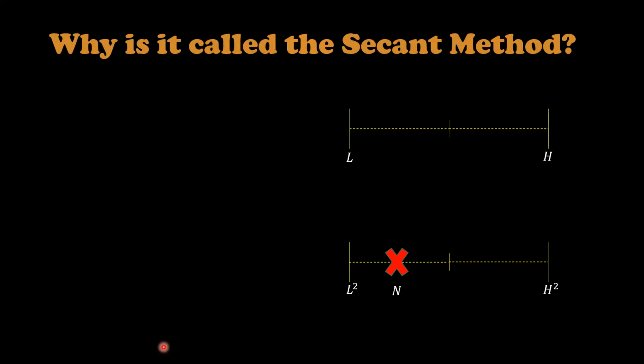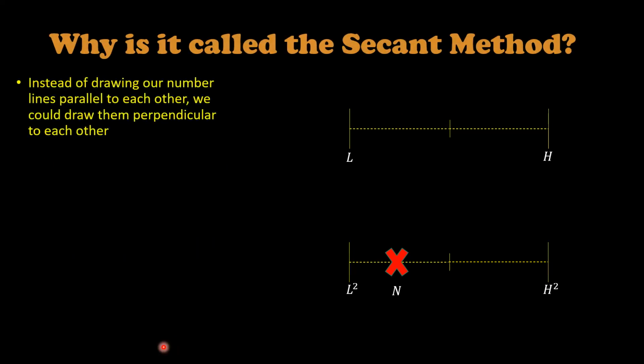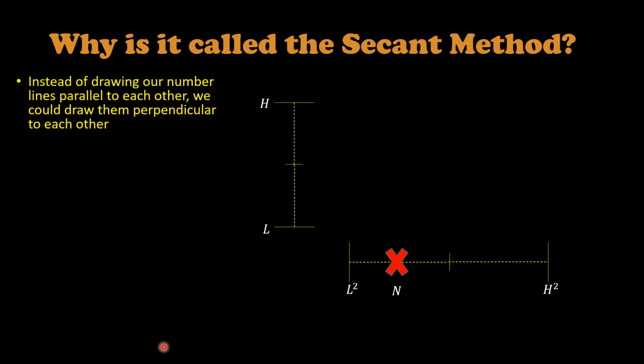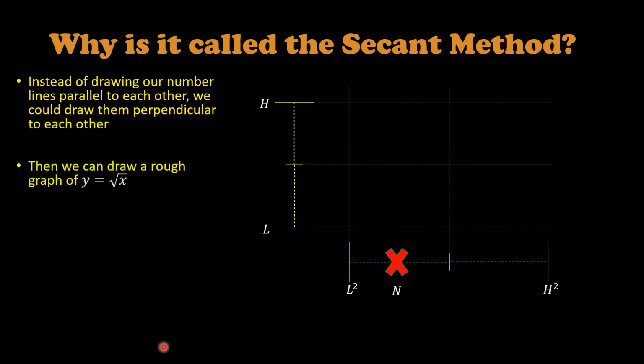So why the heck is this called the secant method? First of all, I've been working with two number lines and doing little proportions with them. Instead of drawing two separate number lines and lining them up parallel to each other, we can make them perpendicular to each other. So I could flip it this way, and we could slap a little graph on here, a graph of y equals square root of x, because we're approximating values of this function. So there's a rough cartoon of y equals square root of x.